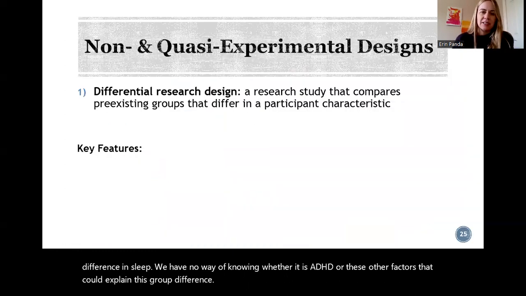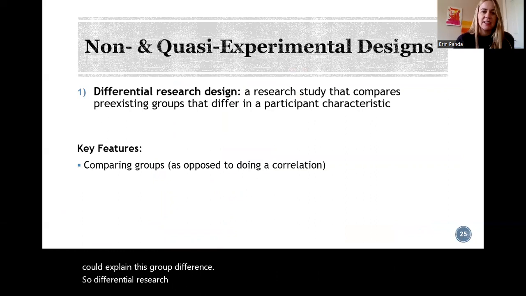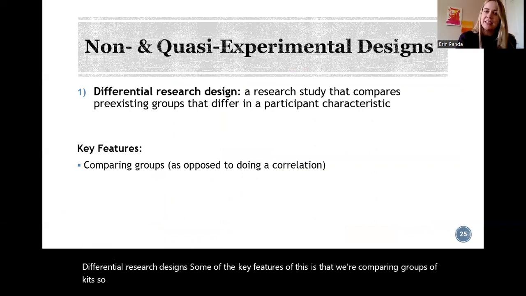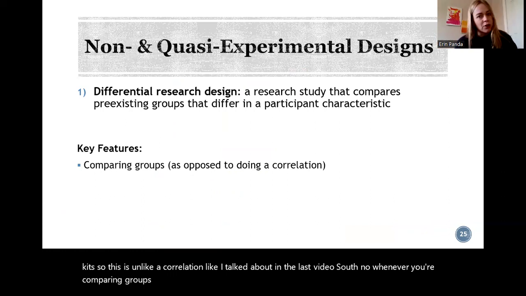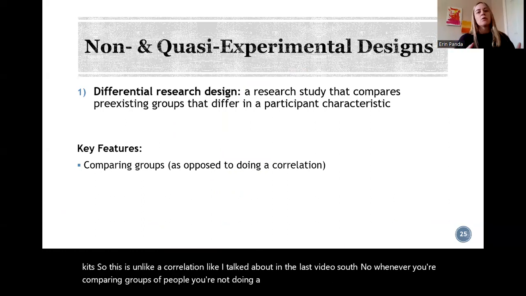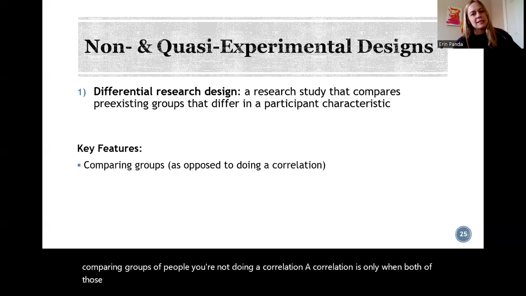So for differential research design, one of the key features is that we're comparing groups of kids. This is unlike a correlation, like I talked about in the last video. Whenever you're comparing groups of people, you're not doing a correlation. A correlation is only when both of those variables are measured in a continuous way.